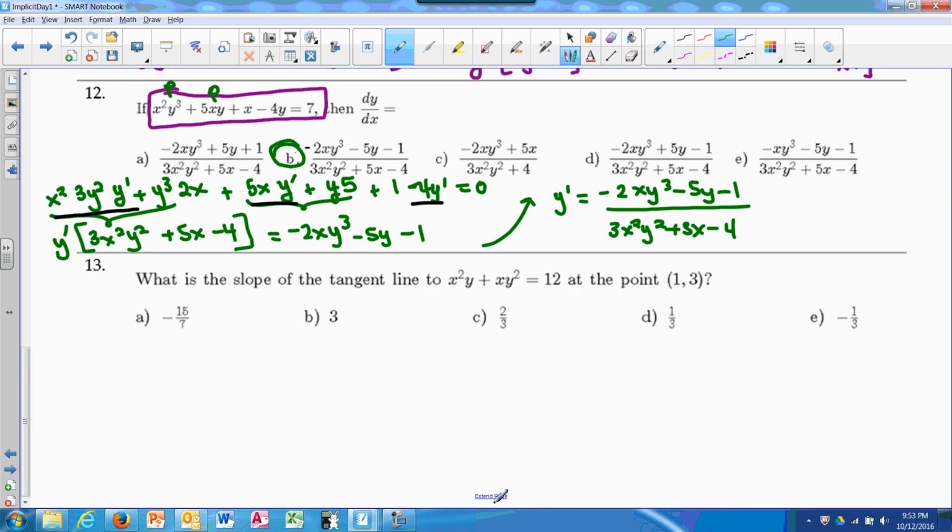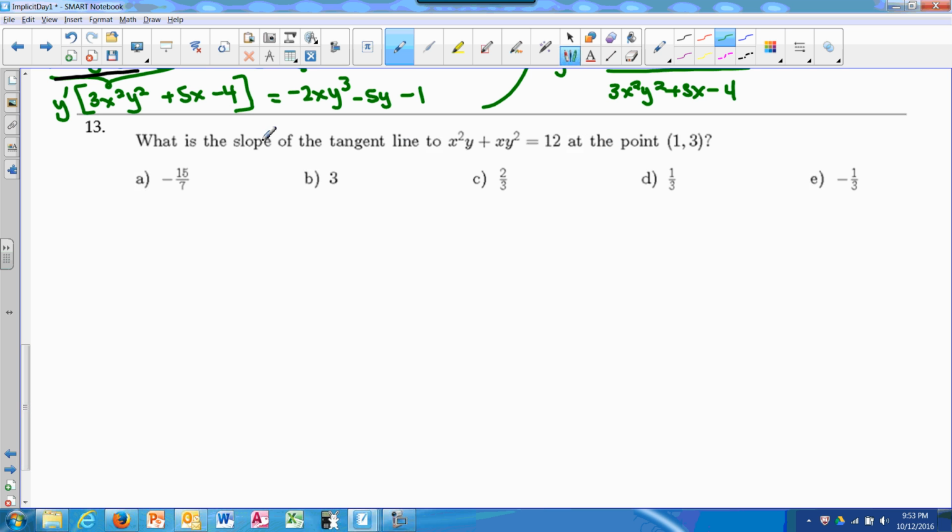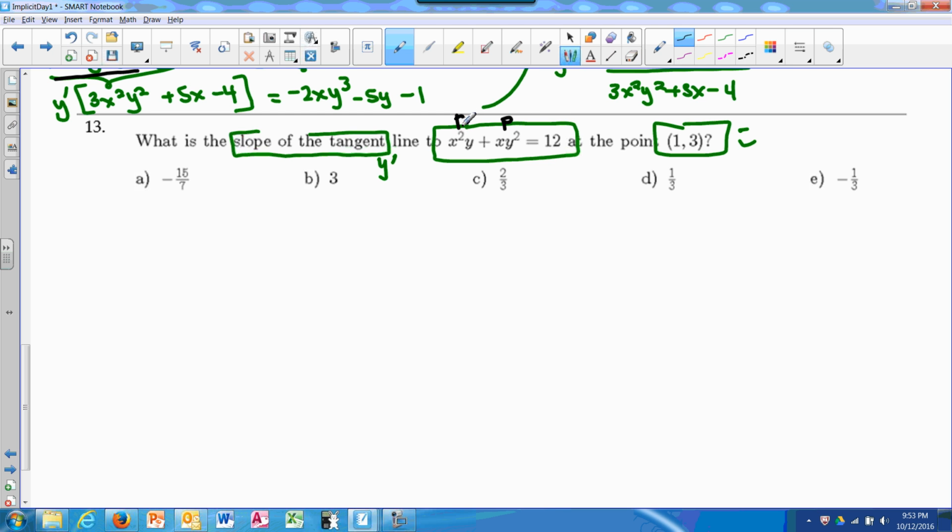Okay, the next one says, what is the slope of the tangent line at the point 1, 3? So slope of the tangent is just y prime. It's not the normal, so it's not perpendicular. And we have the point. That's going to make us happy because we get to substitute in nicely. I'm going to circle to make sure I do the whole thing. And I have two different products. So we have x squared times the derivative of the y term plus y times the derivative of the x squared term.